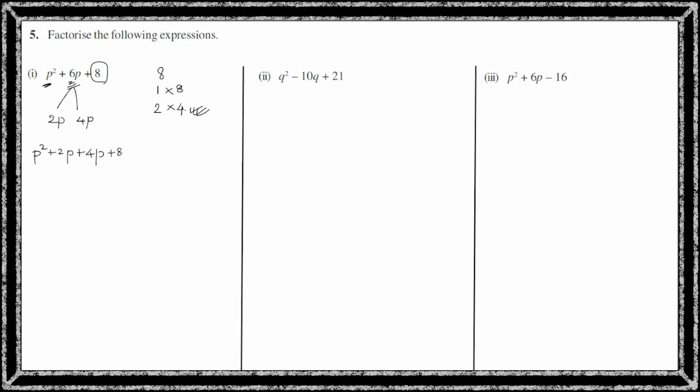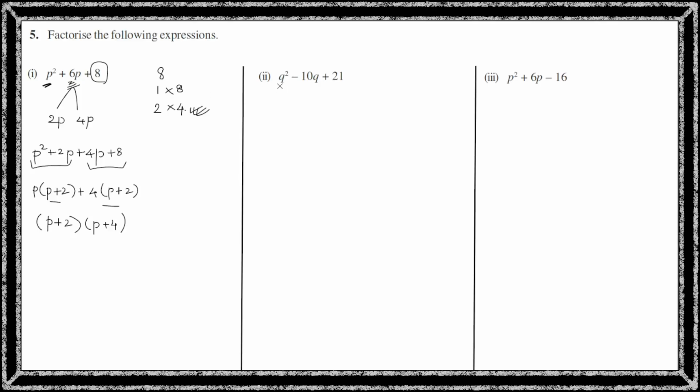Now you can immediately see that if I pair them up, I get p into (p + 2) plus 4 into (p + 2). Now again (p + 2) is common here. So (p + 2) into (p + 4), this is my factorization, right? So that is how you have to proceed.